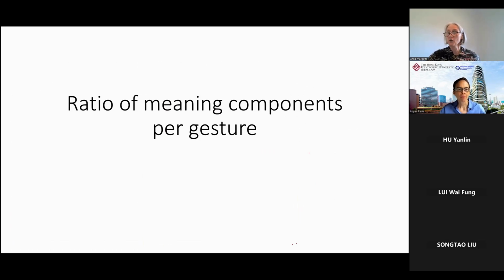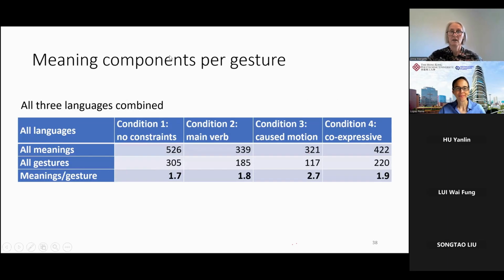Then the third thing we looked at, and that's the last bit that we compared, was the ratio of meaning components per gesture. As I mentioned, we can have... my slides are not working again. Now, here we go.